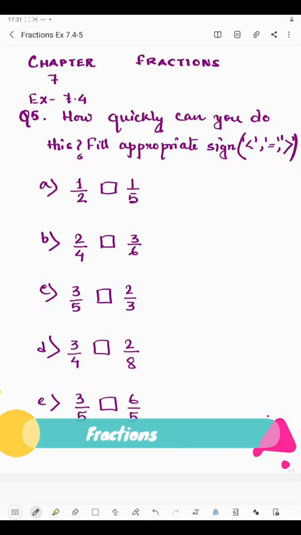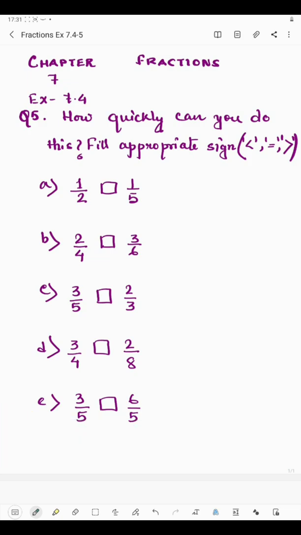Hello students, now I am going to start question number 5 of exercise 7.4. Now question number 5 says, how quickly can you do this? Fill the appropriate sign. Less than sign, equal to sign and greater than sign is given. We will have to put the appropriate sign in the box given.